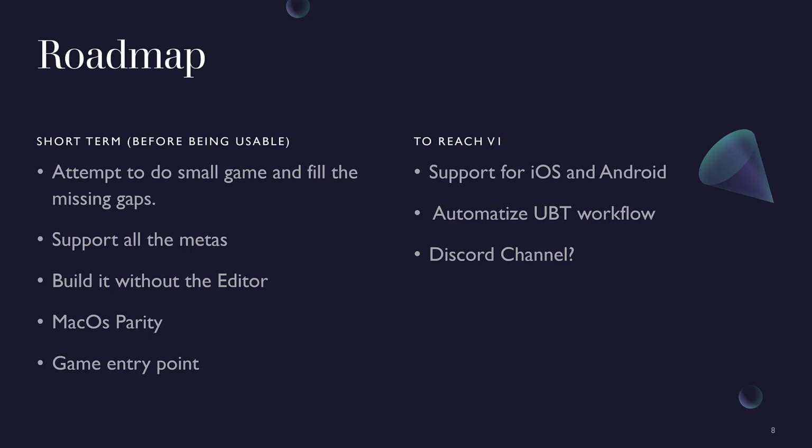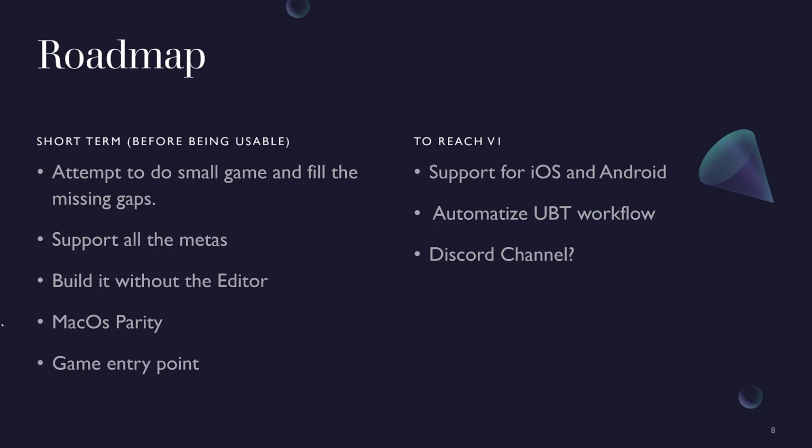Then we need to automatize the Unreal Build Tool workflow. Right now we have to do some manual tweaking, like setting the plugin path. We probably need to set the game path and the platform and the target. So hopefully we will be able to pull that automatically. We are also considering doing a Discord channel once we reach V1, or probably before V1, once we have some sample for the community to play with.